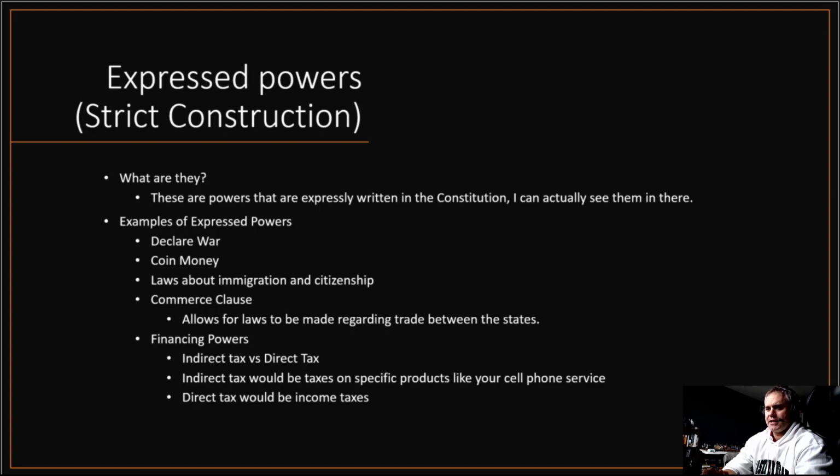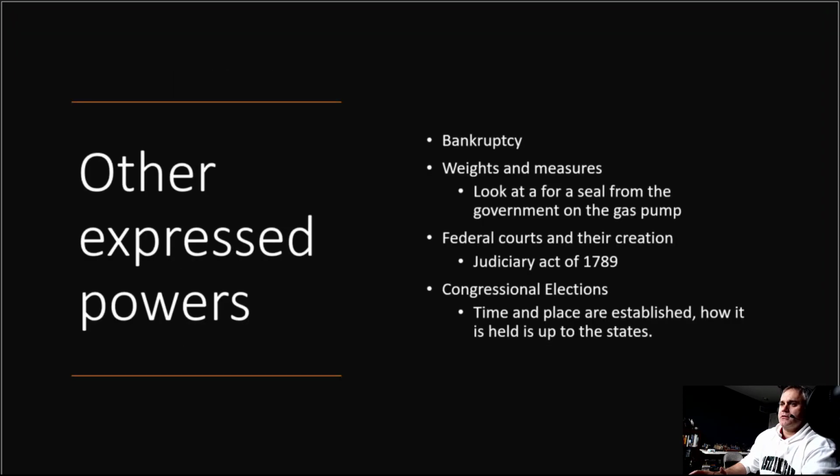If you don't know what an indirect tax is, that's basically taxes on specific products like your cell phone service. You would only pay a tax on those things if you actually consume them. Gasoline is another thing that has an indirect tax, and that's something states tack on too. I believe Michigan has one of the highest taxes on gasoline in the country right now. A direct tax would be income taxes. Once I make the money, they directly take it. So, all right, let's continue moving on to some other expressed powers.